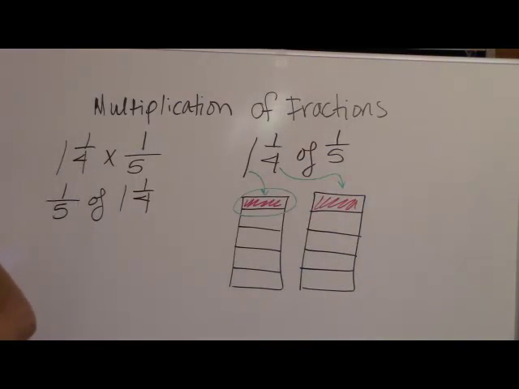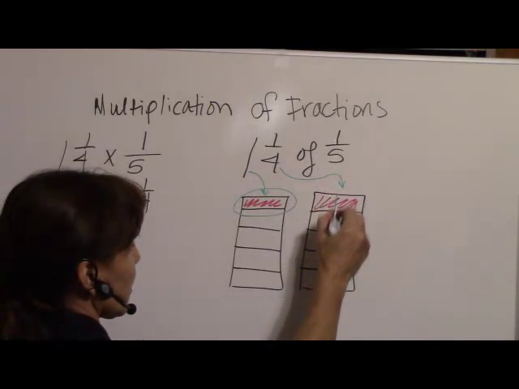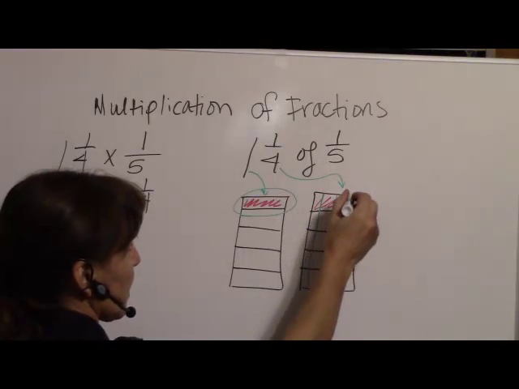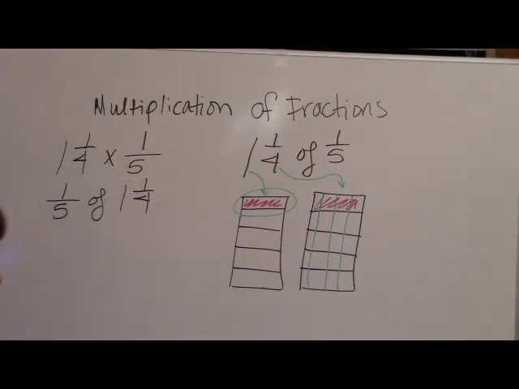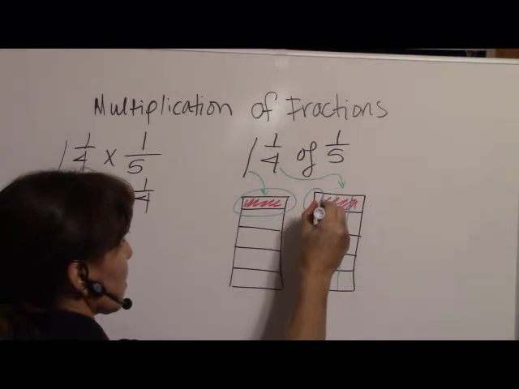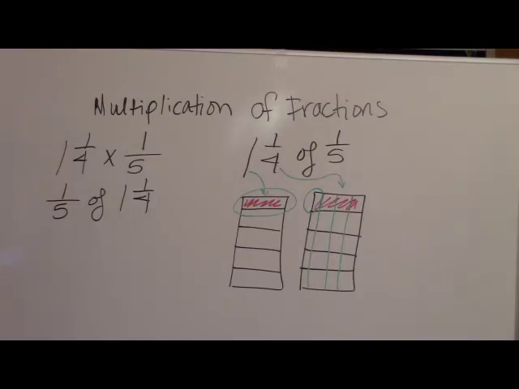Well, hopefully by now you guys are clear on the fact that you need to divide this up into pieces so you can see what 1/4 looks like. Well, on your whole thing, this is 1/4. All right? That's what fourths look like. So 1/4 of 1/5 is going to be this much right here. Okay? Because that's 1/4 of 1/5.